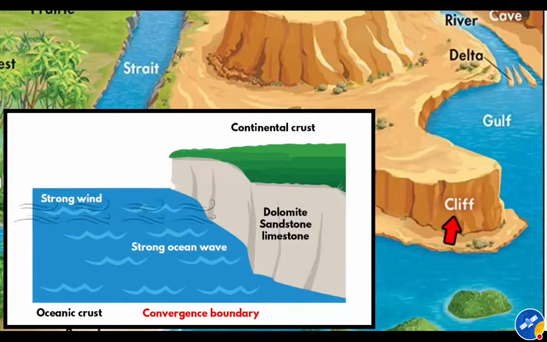As a result, they get eroded and weathered. The force of the water wave continuously hits the cliff. On top of it, the water is salt water. It dissolves the rocks easily. Then strong wind hits the cliff and erodes the rock particles slowly.